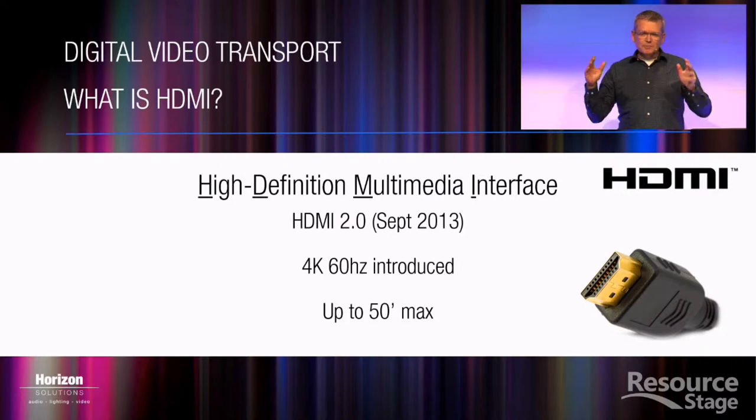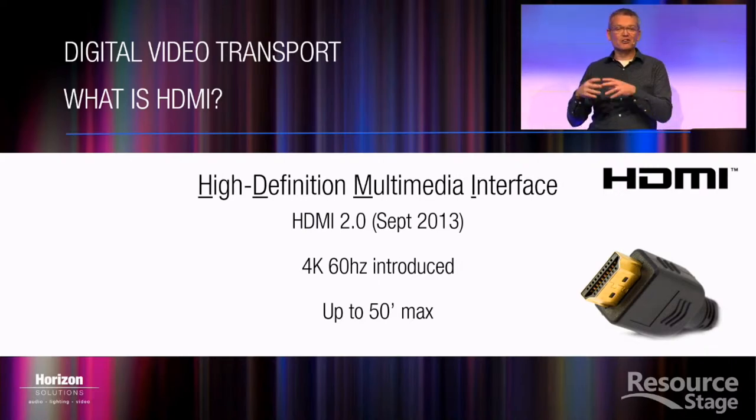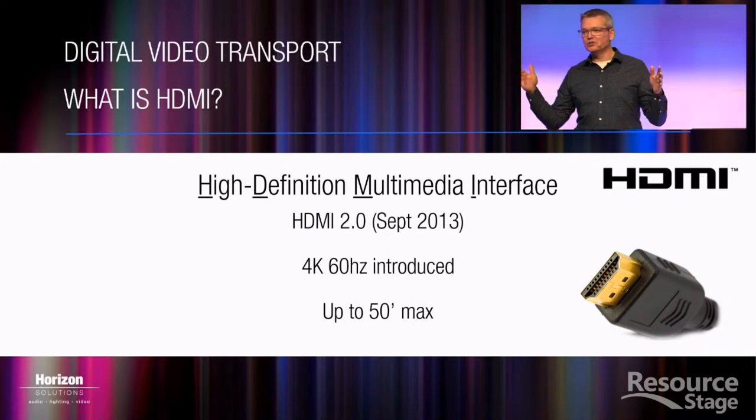Now, this is about the time when I say 50 feet max that somebody opens another tab in their browser, goes to Amazon, and searches for an HDMI cable 100 foot. And they find something on Amazon. Just because you can find it on the internet doesn't mean it's going to work. There are lots of things out there that look like they'll do it, but they're not going to do it to full bandwidth or full capabilities. So you may find a 100-foot HDMI cable, but it might only do 720p.